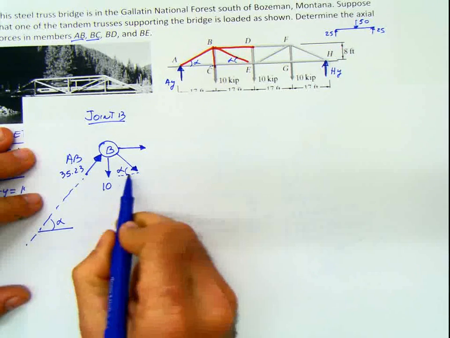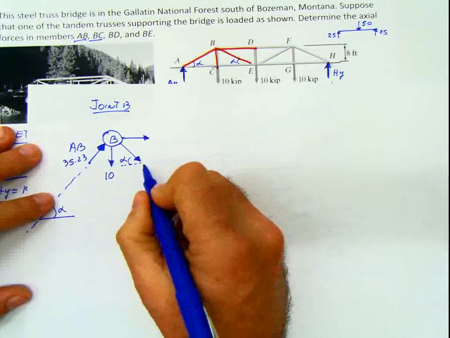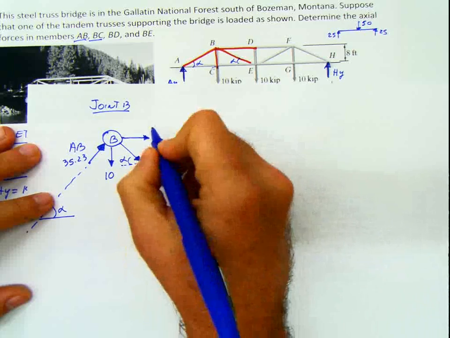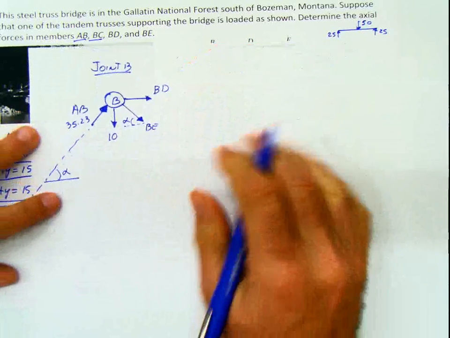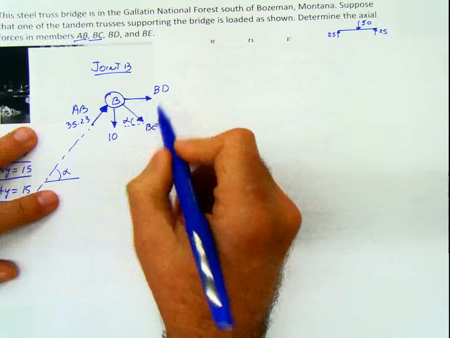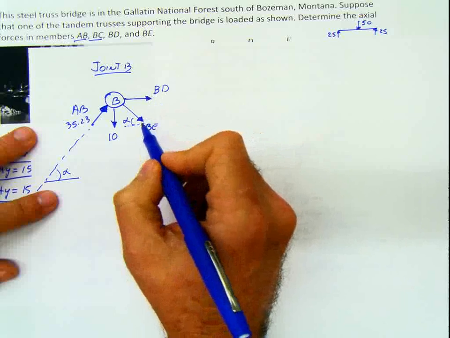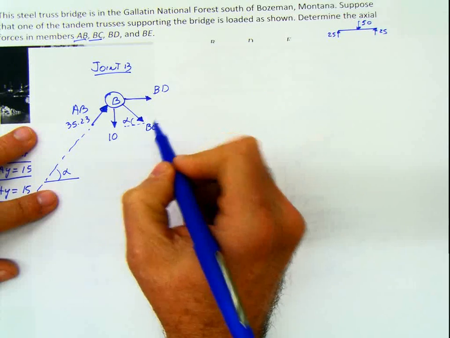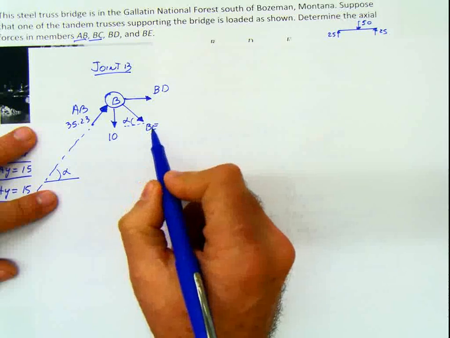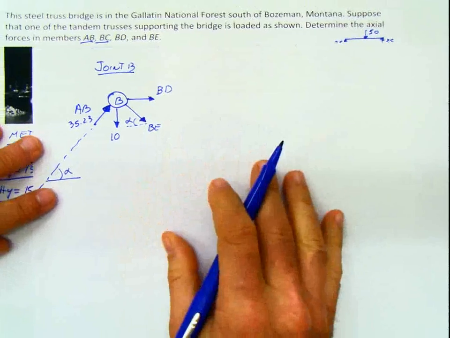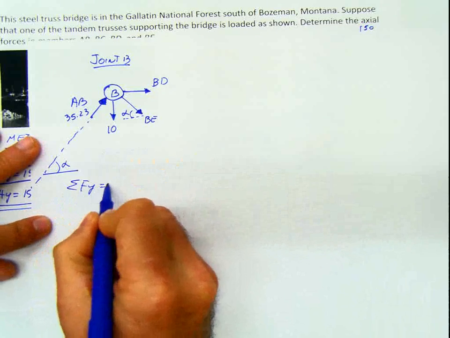This is the first problem that I'm doing, and I'm assuming that you don't have very much practice doing this. So this angle also is alpha because it's the same angle here, and this force is called BE, and this force is called BD. If I do summation of forces in X equals 0, I'm going to have two unknowns going in the X direction. Because if I do summation of forces in Y equals 0, the only unknown is going to be the Y component of BE. And that's what I'm going to do. So I'm going to do summation of forces in Y equals 0.